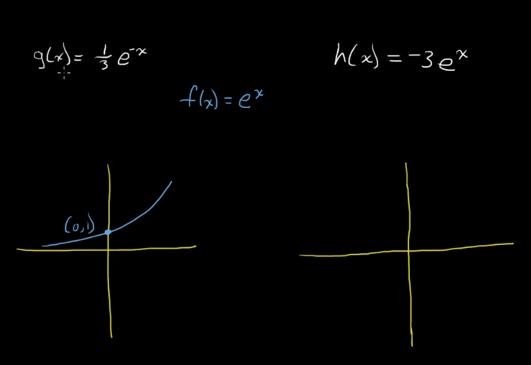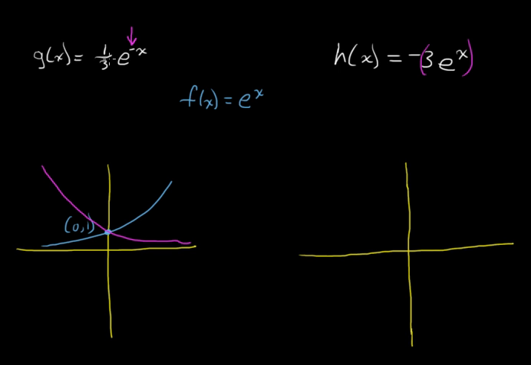Now, what happens here? G of x. Well, we have 1/3 times e to the negative x. The first thing we want to look at is right here. We have the negative right on the x, as opposed to over here where we have the negative times the whole function, right? But for g of x, we have the negative right next to the x. So what that does is it turns this graph over from left to right, or the mathy way to say that is reflected about the x-axis. So that would make it go like this. This is just e to the negative x.